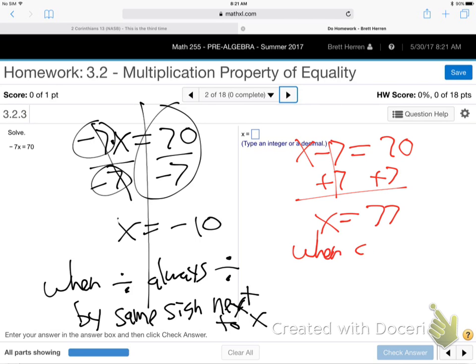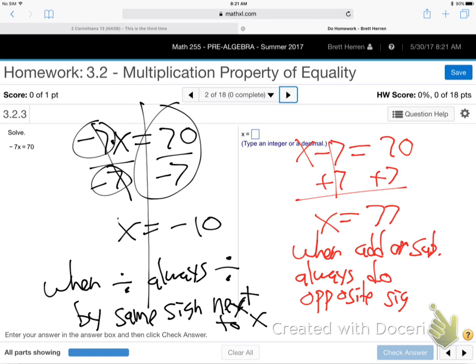So when you add or subtract, always do the opposite sign next to x. Yeah, that's important. Go ahead and copy that down. That's really important that you get that distinction, that difference. Can you say it again?